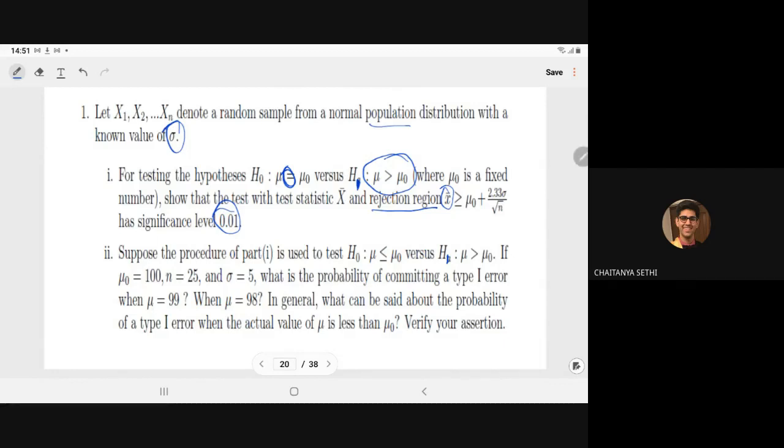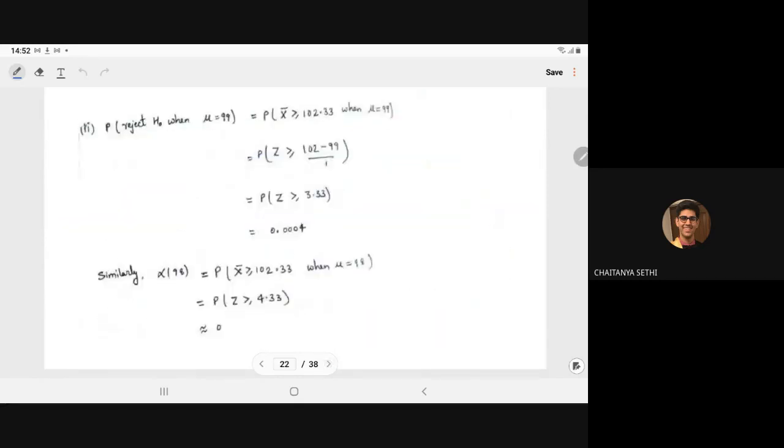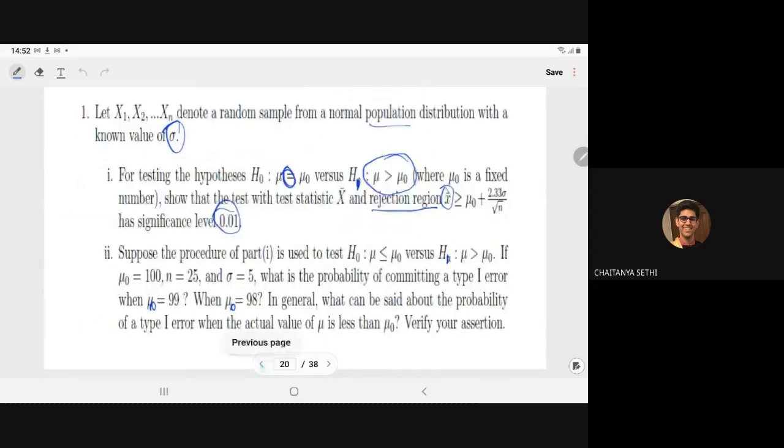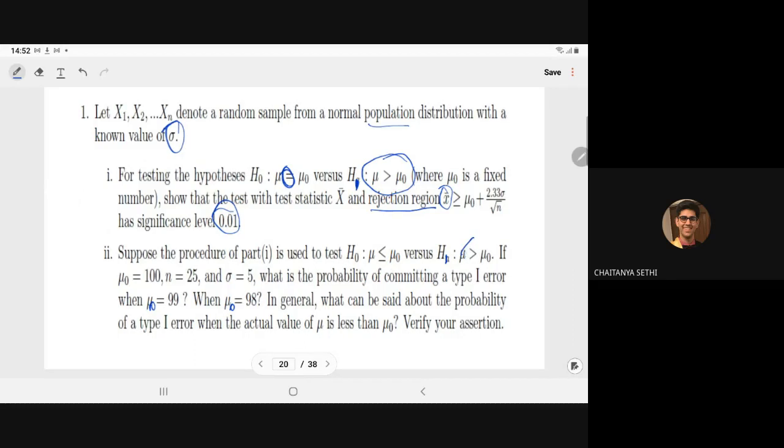So mu naught is given to you as a standard value. In general, what can be said about the probability? So mu naught is given as 100, right? Mu naught is given to you as 100, okay, and this mu is given to you as 99 and 98.